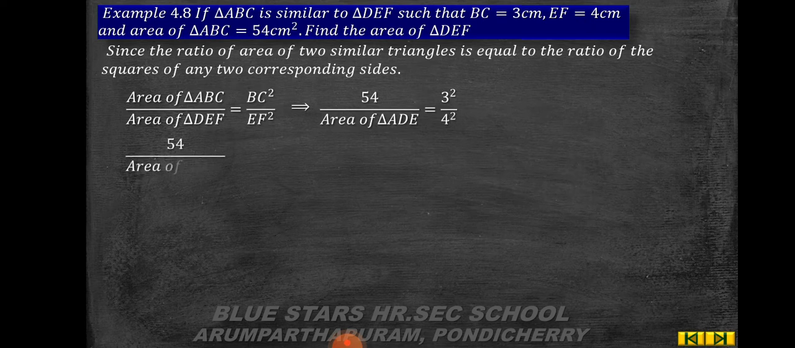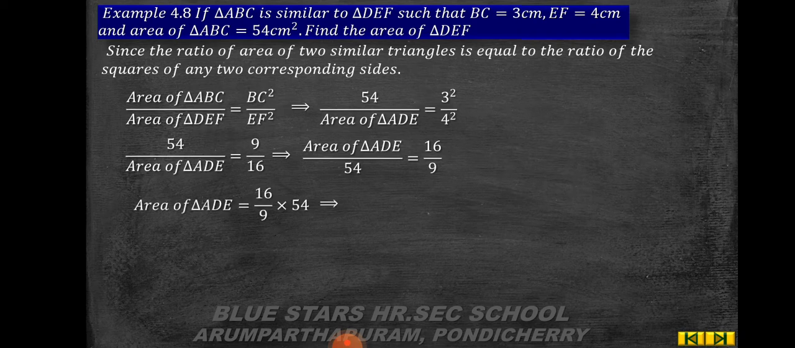So 54 by area of triangle DEF is equal to 9 by 16, which implies area of triangle DEF by 54 is equal to 16 by 9. So area of triangle DEF is equal to 16 by 9 into 54, which implies after cancelling 9 and 54 you get 6. So area of triangle DEF is equal to 96 centimeter square.